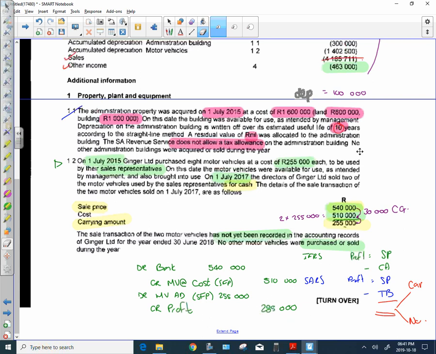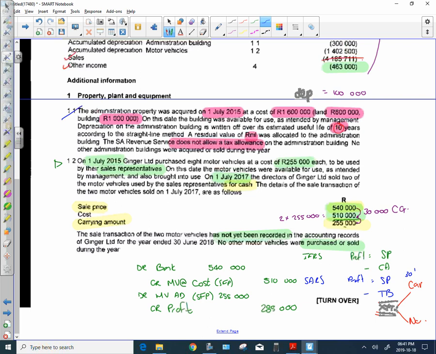From a SARS point of view, whatever amount you get here would be split between the capital portion and the recoupment portion. The capital portion we know being 30,000, the balance would be the recoupment. What SARS is saying basically is whatever deductions we gave you in the past on these motor vehicles, because you've now sold them, we want that back. So you'll be taxed on that.